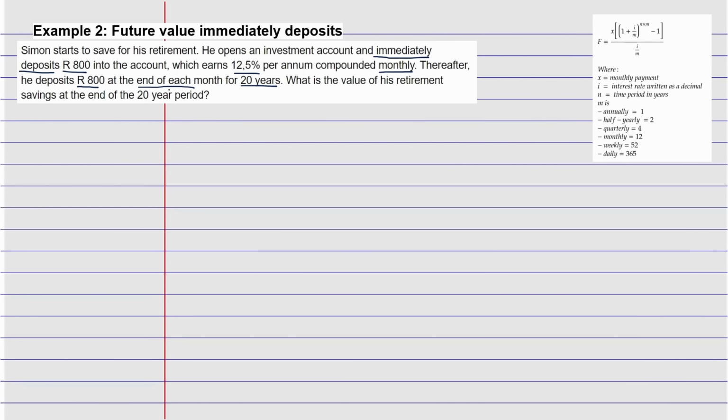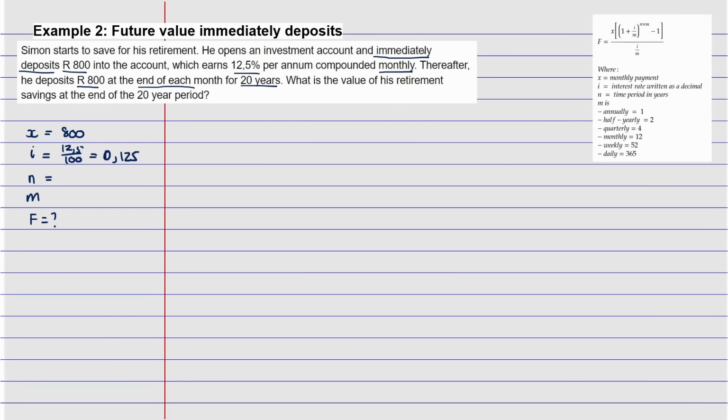So let's write all the information that we have. It's going to be X, I, N, then M, and F is the one that we're looking for. X is the monthly deposit, which is 800 rand. I is the percentage, which is 12.5 divided by 100, the same as 0.125.